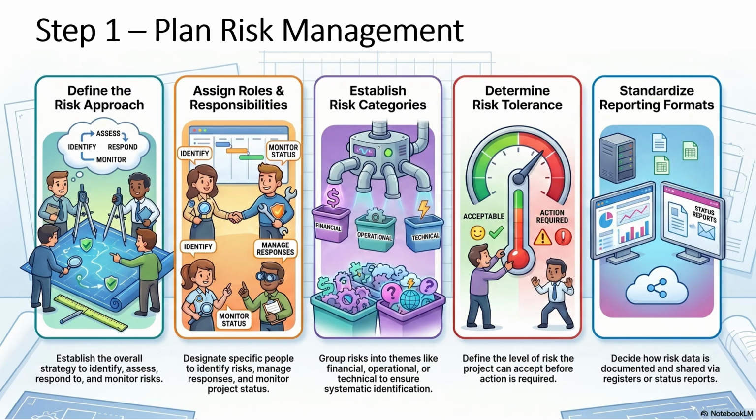The second element is assigning roles and responsibility. Risk management should not be treated as one person's job alone. Responsibility needs to be clearly assigned. Who will identify risks? Who will manage responses? Who will monitor risk status? Clear roles improve accountability.